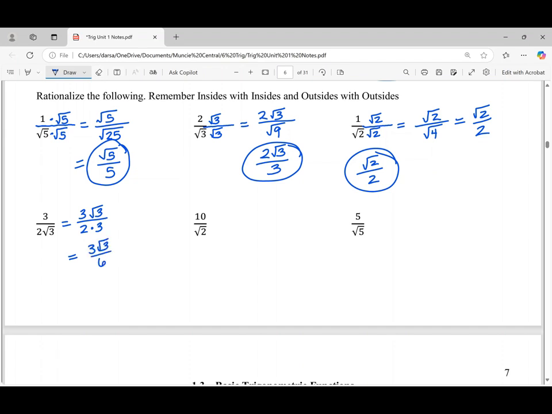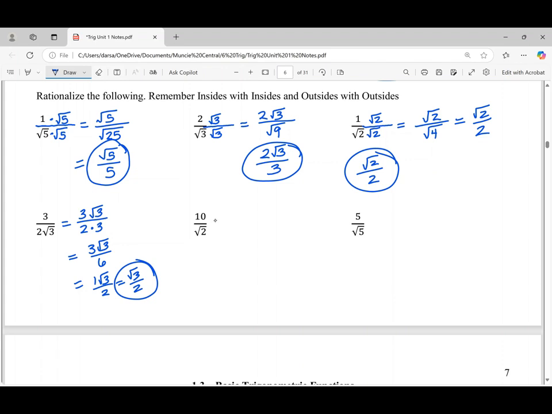Now this one we have one more step because insides go with insides, outsides go with outsides. Because this 3 and this 6 are both on the outside, we can think of this as the fraction 3 over 6 and reduce that to 1 over 2. So it'll be 1 square root of 3 over 2, or square root of 3 over 2 is what we would end up with.